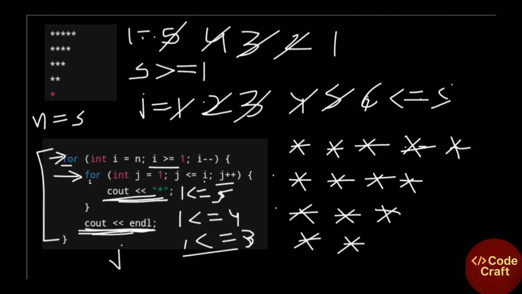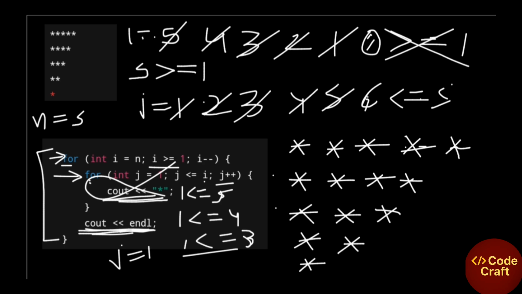After this i becomes 0, and 0 greater than or equal to 1 is false, so the whole nested loop ends and the compiler comes out of the nested loops. Here you see we have our pattern, and it is the same as this one. There are 5 rows here, and there are also 5 rows in the pattern.